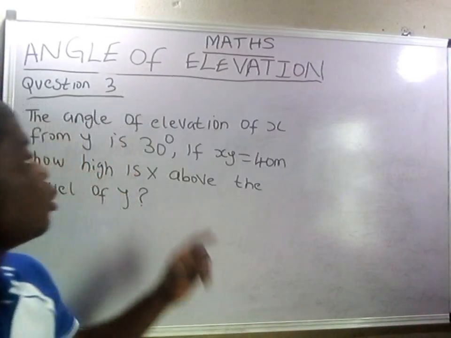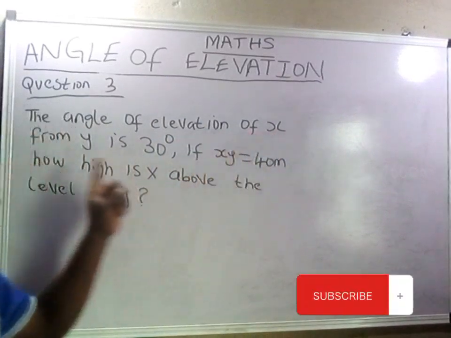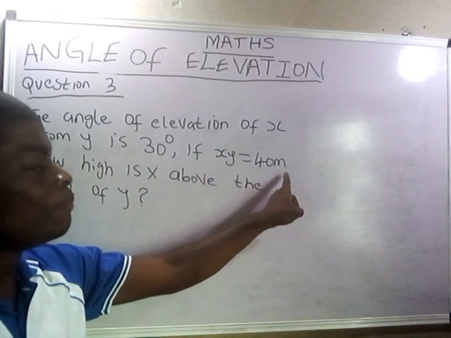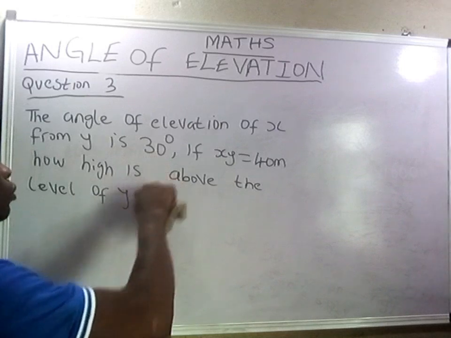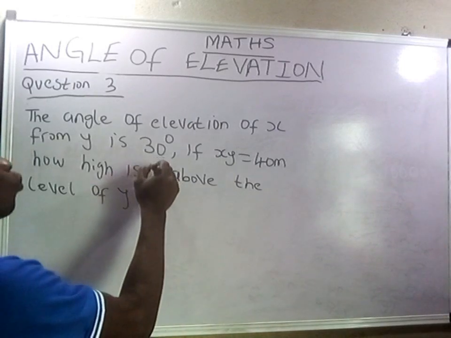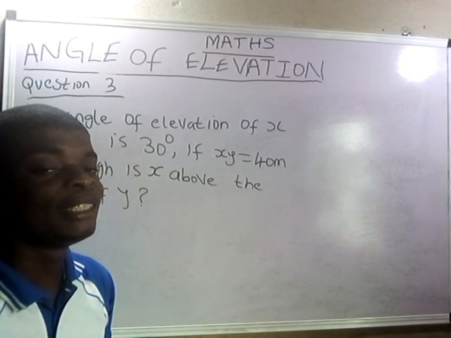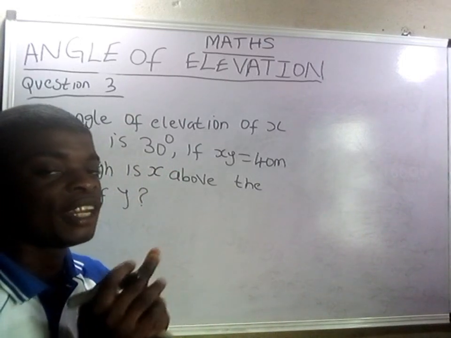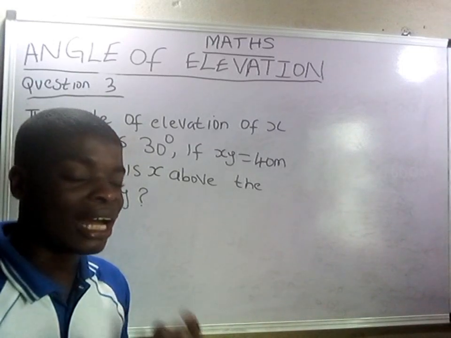This question 3. We have that the angle of elevation of x from y is 30 degrees. If xy equals 40 meters, how high is x above the level of y? When we solve this, to interpret the question is very important, and when you interpret the question, be very careful, because one mistake can lead to a wrong answer.